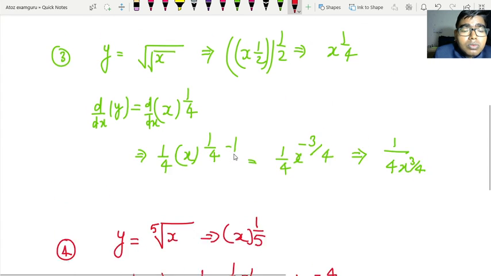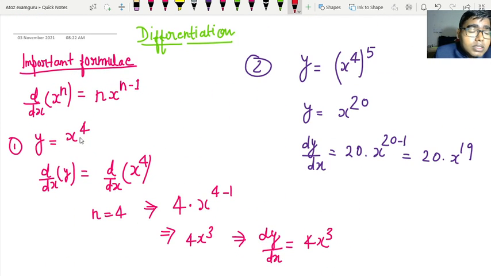Now I think the questions based on this formula, x to the power n, will be very clear to you. In the next session, we will take another formula and solve questions based on that formula. So this series will continue.